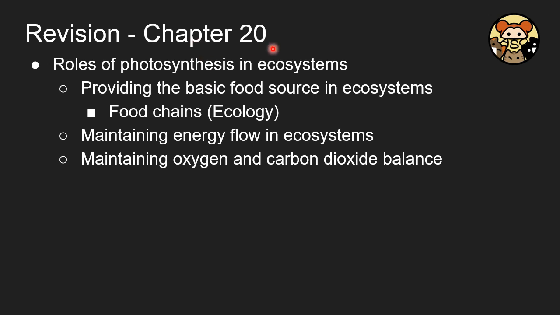In Chapter 20, we will first talk about photosynthesis. In order to understand photosynthesis, firstly, we'd like to understand its role, which is to provide the basic food source in the ecosystem. Based on the facts you learned in ecology in Chapter 19, you know that plants are the producers in the food chains and also the food webs. Photosynthesis also maintains the energy flow from the sun to all the organisms in the ecosystems. It will also balance the oxygen and carbon dioxide in the atmosphere.